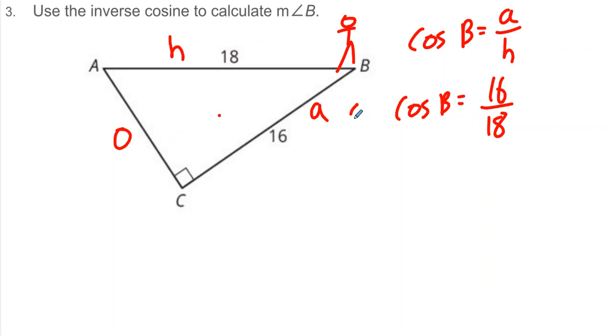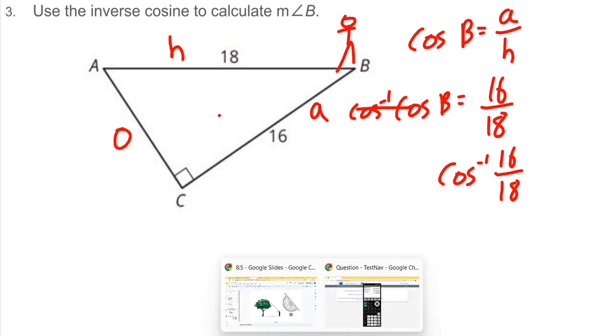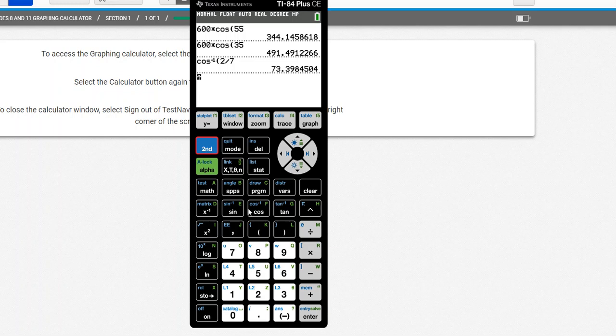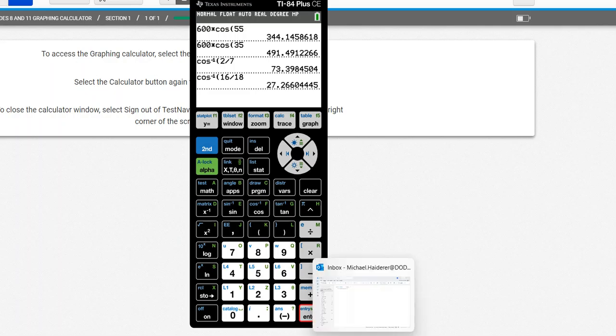I'm then going to inverse cosine both sides. That's the inverse of cosine, undoing cosine. So in my calculator, I go inverse cosine of 16 over 18. Second cosine button, 16 divided by 18. And I get 22.3 degrees.